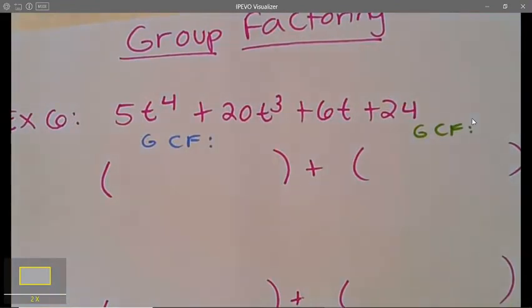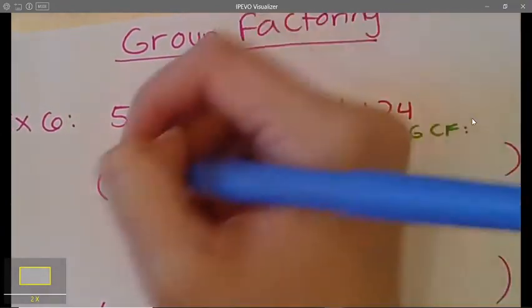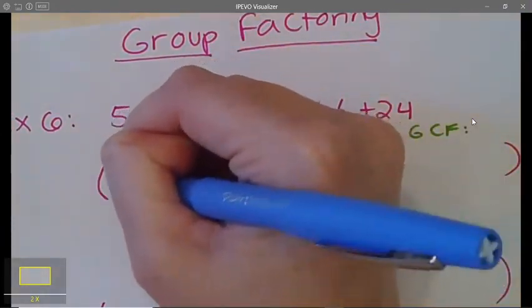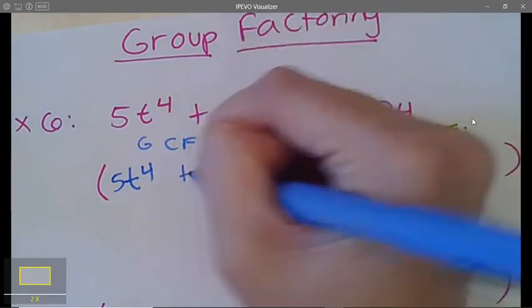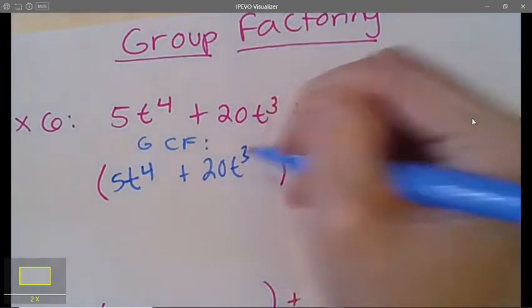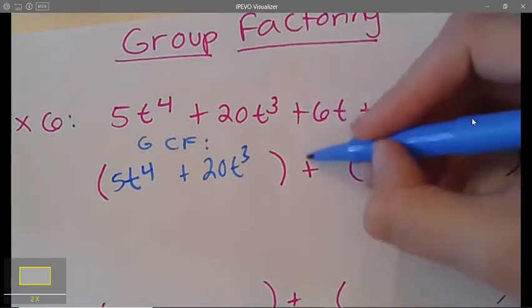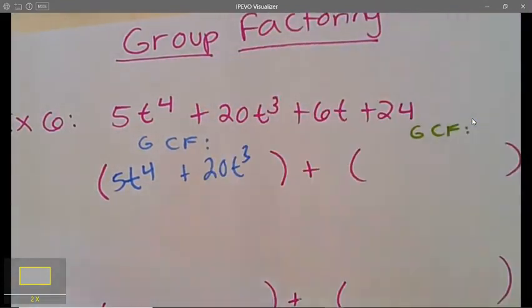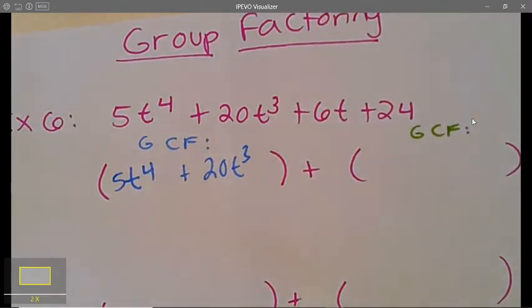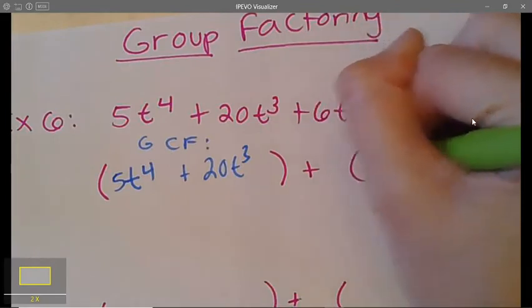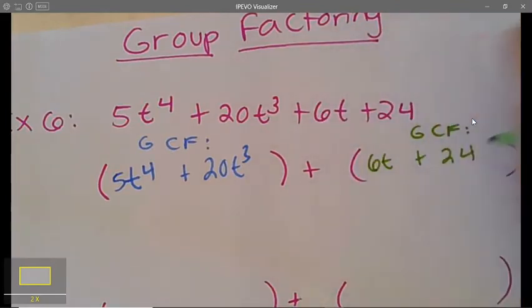So I'm going to group my first 2 terms together, which are 5t to the 4th and 20t to the 3rd. So plus 20t to the 3rd. And then I'm going to have a plus sign because we are adding these 4 terms. Then I'm going to group together my last 2 terms. So plus, the plus sign just kind of got brought down, plus 6t plus 24. So I grouped the first 2 and the last 2.